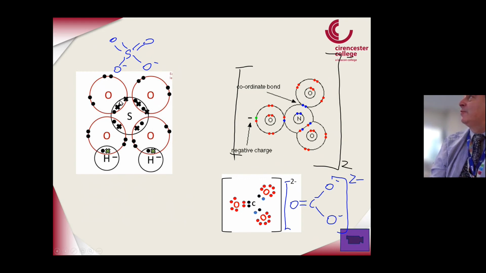And if we have a look at this, we've got a double bond here, so 2 electrons from the oxygen, 2 electrons from the sulfur. Same over here. And then we've got 1 electron from the oxygen, 1 from the sulfur to give us single bonds here, and that's its structure. Okay, and the sulfur has expanded its octet.